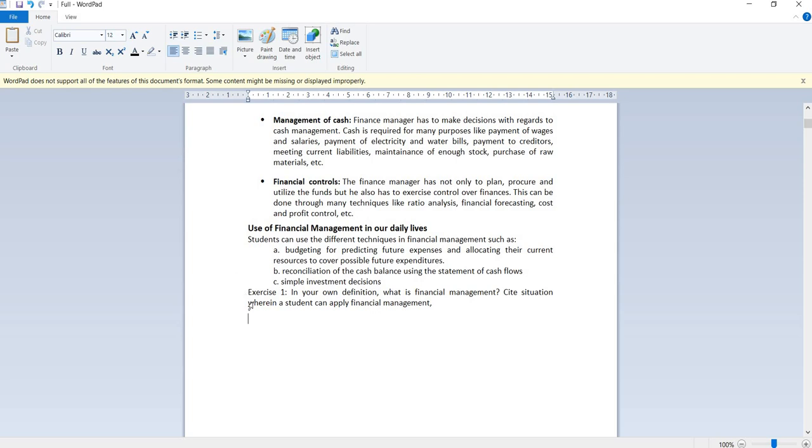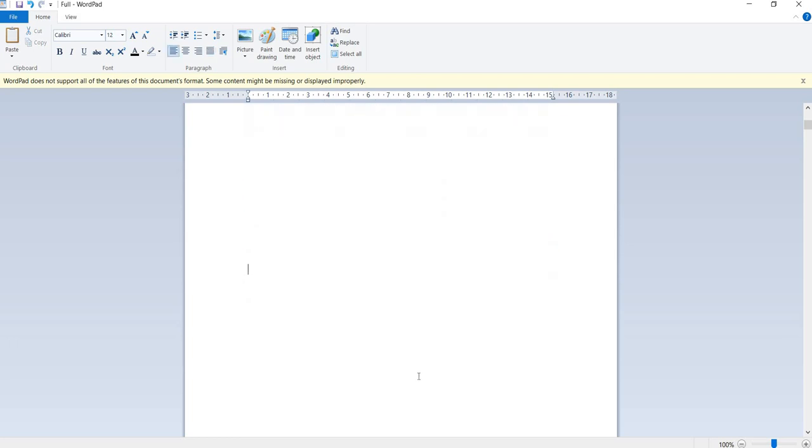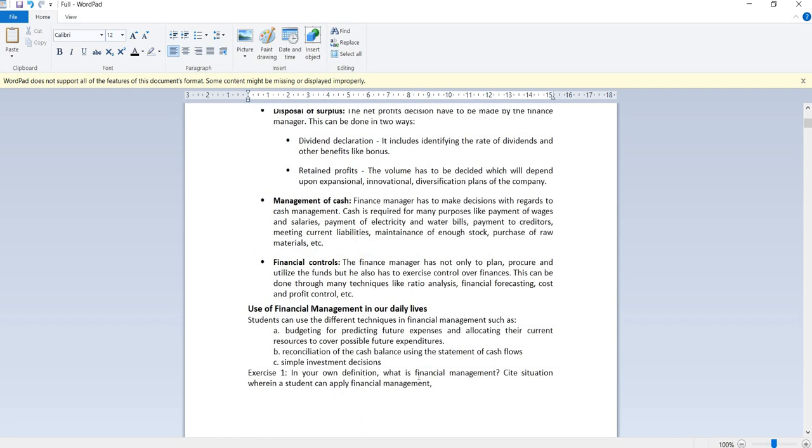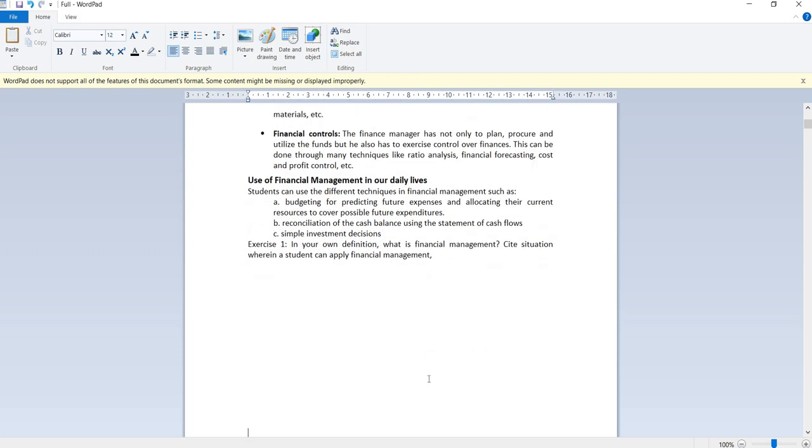So let's have an exercise. So exercise 1, in your own definition, what is financial management? Inside situation wherein student can apply financial management. So aside from yung sinabi ko kanina, okay, and try to be creative on how financial management is used by students. So thank you, and that's it for our first chapter, or that's it for our this week.